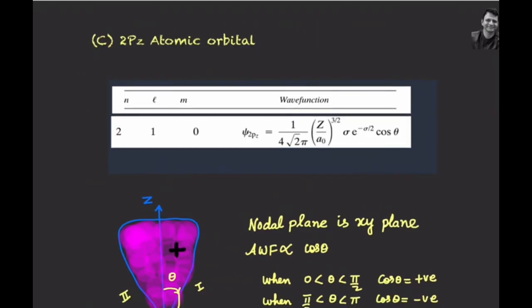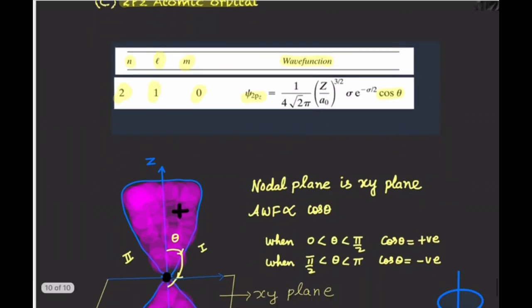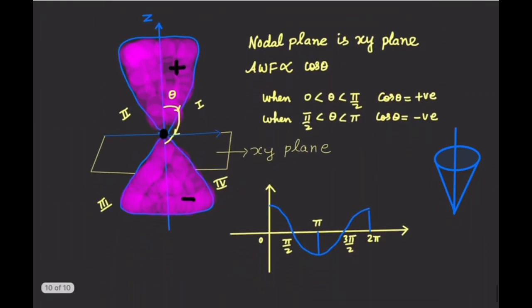Similarly, we'll try to understand the 2pz atomic orbital. Again, this is the complete wave function. The angular part of that is directly proportional to cos theta, and for 2pz the principal quantum number is 2, azimuthal is 1, and magnetic quantum number is 0. So this is the diagram of the 2pz atomic orbital, and this is the z axis, and we are interested in this angle theta, whose value will vary from 0 to pi.